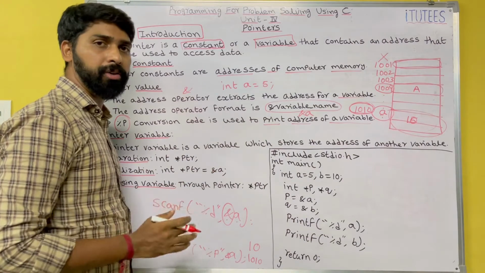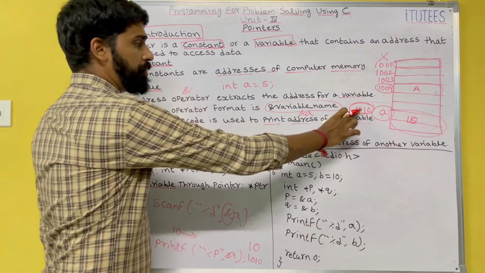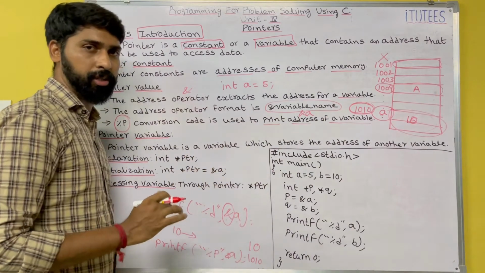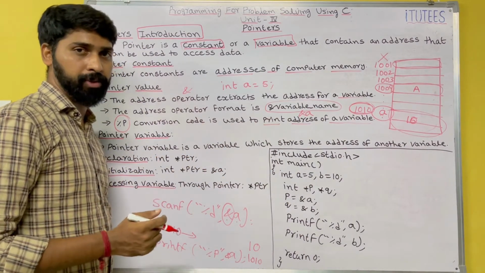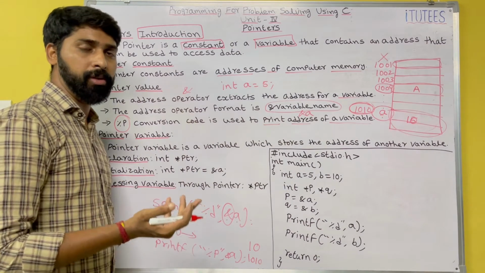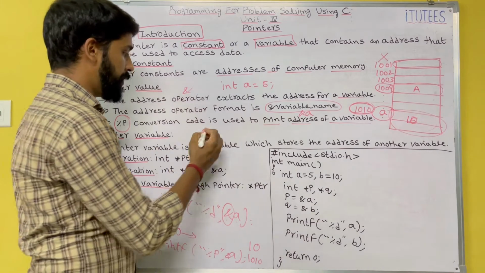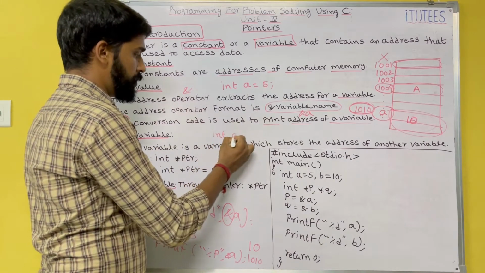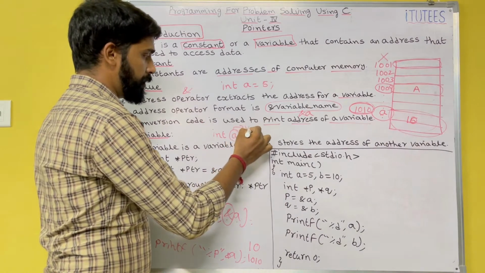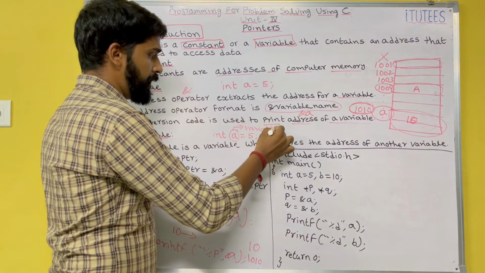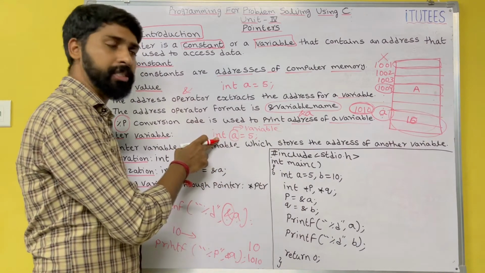So what is a pointer? A pointer is a constant. Here 1010 is a constant. And the pointer may be a variable also. If the pointer is a variable, then we store the address of another variable. For example, I define int a equals 5. Here a is a normal variable. In this a, I am going to store the integer data.